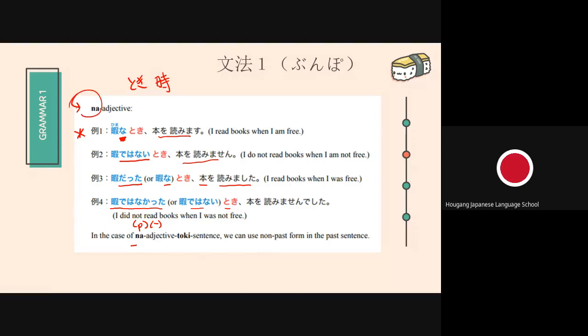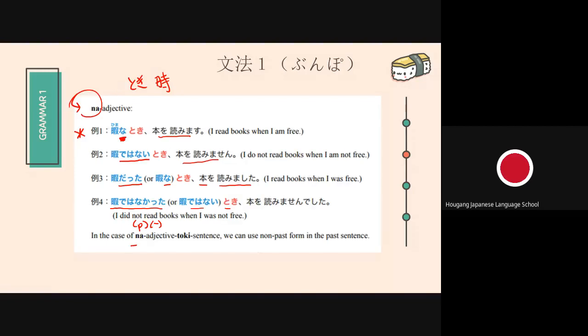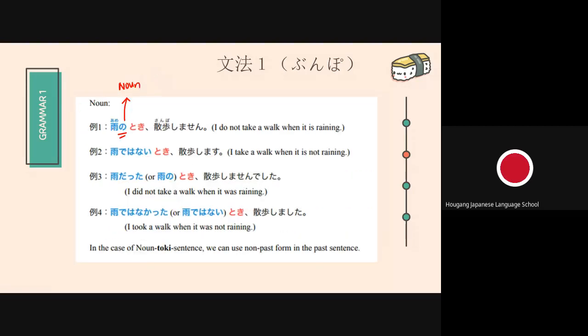I think nouns are almost the same as na adjectives. But what's the difference? This one: ame no toki. This is for nouns only. Just now for na adjectives we use hima na, but for nouns, ame no toki. It's like 下雨的时候. It's really the "的", our Chinese "的", the "no". 雨的时候, 雨的时. Something like that. When rain.